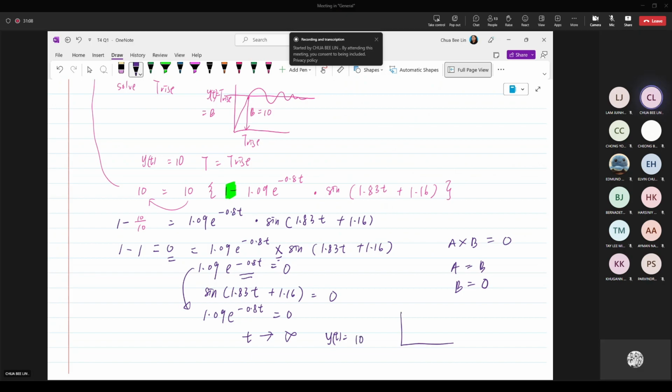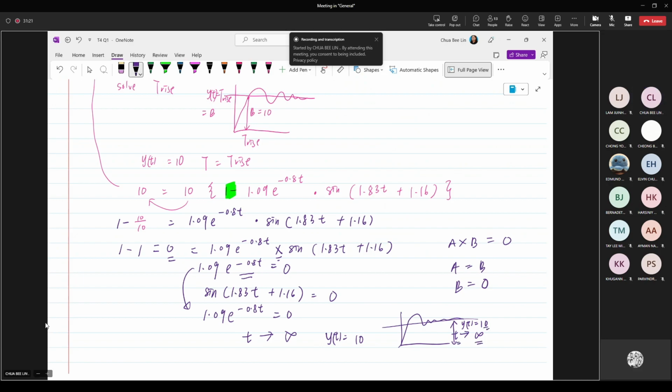So it means when t goes to infinity, this yt is 10. So the first t value to get the 10 is infinity, which is correct, accurate, but you don't want this. You want this t rise. So you will solve this.